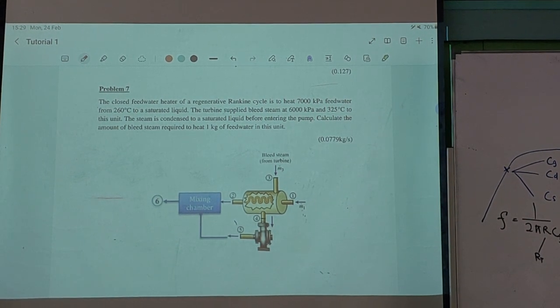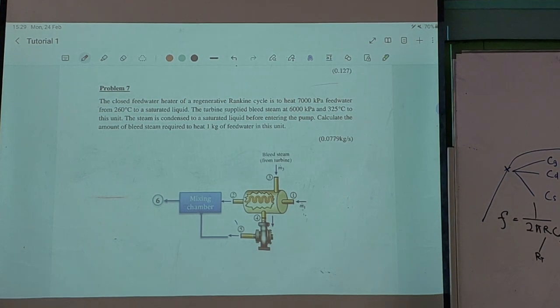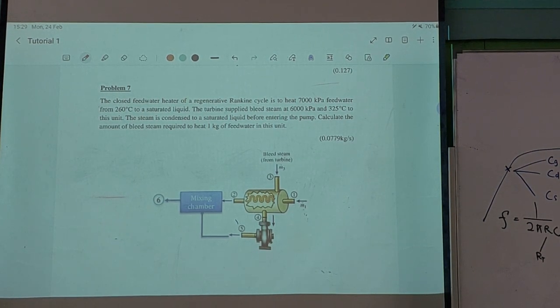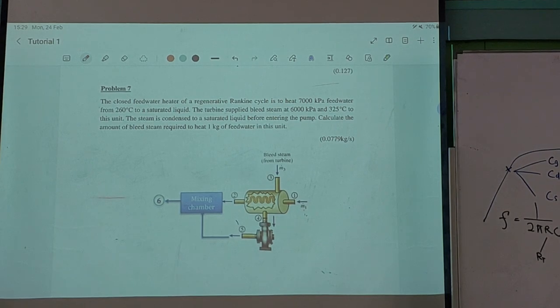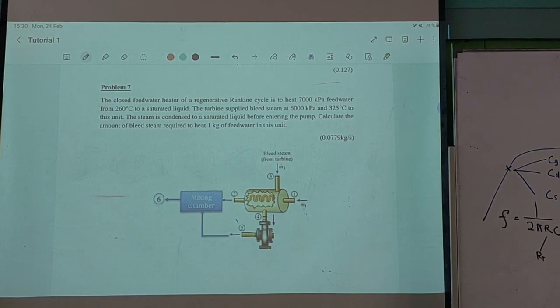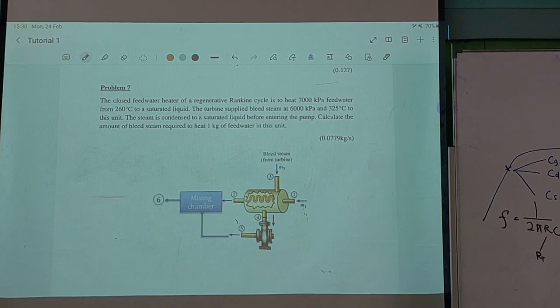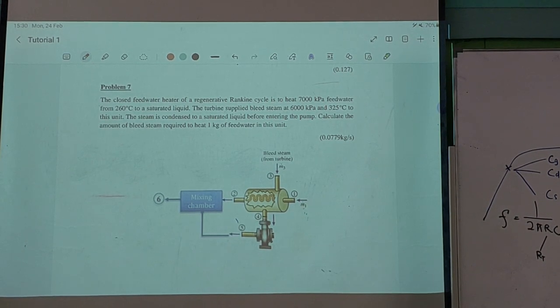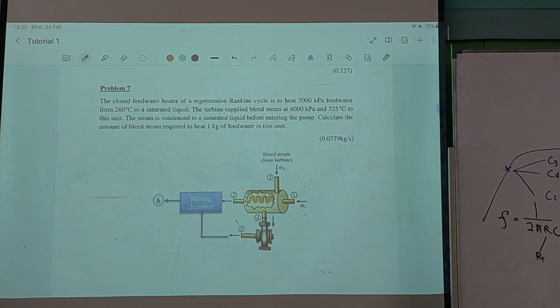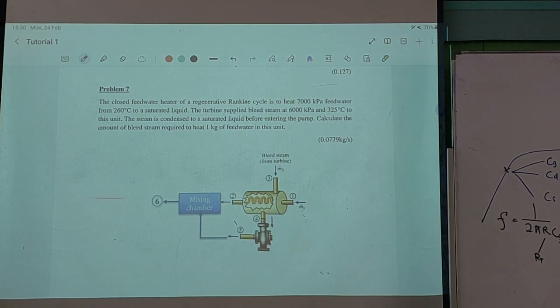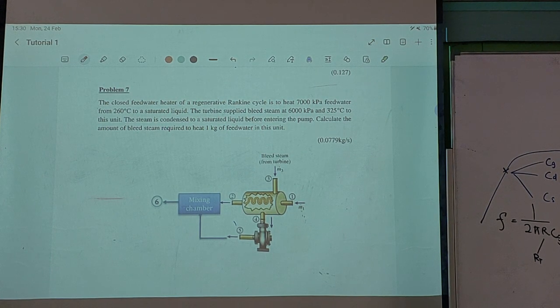Okay, so here, problem 7. The closed feed water heater. So here we look at the first thing first: 7,000 kilopascal, 260 degrees Celsius. Since we are heating this feed water, it means that this is the state. Which one? Just use the number here. There are 1, 2, 3, 4, 5, 6 on the diagram. So this should be where it enters, because the 7,000 kilopascal and 260 degrees Celsius is what we want to heat up based on the question.